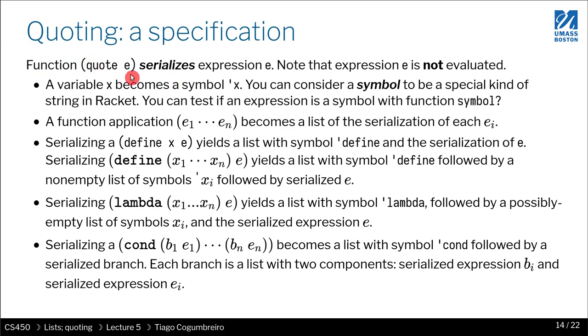In Racket, there's this function called quote, or a special keyword, really. Whatever you put inside of it, in terms of valid Racket code, will be serialized as a nested list, or a list with other lists nested inside. That will be a representation of your code.